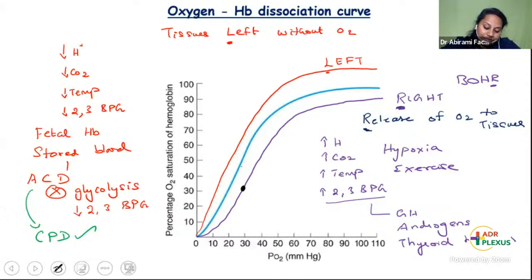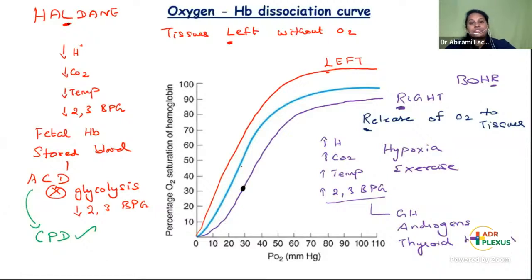What is Haldane effect? On the left side, Haldane effect. L for left, L for tissues left without oxygen, L for Haldane effect. So what is Haldane effect? When there is less CO2, more oxygen binds to hemoglobin, causing a left shift of the curve. Or simply remember, left shift of the curve is called the Haldane effect. So Bohr effect, right shift. Haldane effect, left shift. So these are the shifts in the curve.